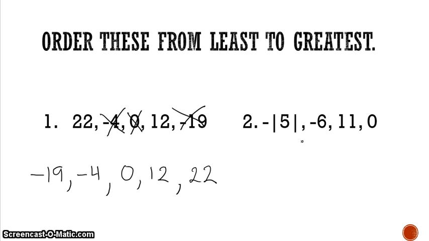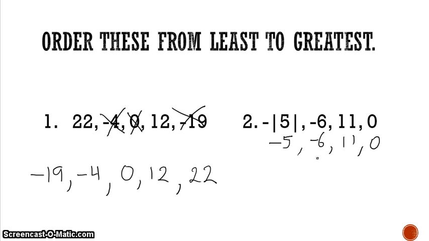Let's look at this next one. Here we have one mess that we need to clean up. We have a negative absolute value of 5. So opposite of the absolute value of 5, absolute value of 5 is 5, and the opposite of it is negative 5. Then I have negative 6, 11, and 0.